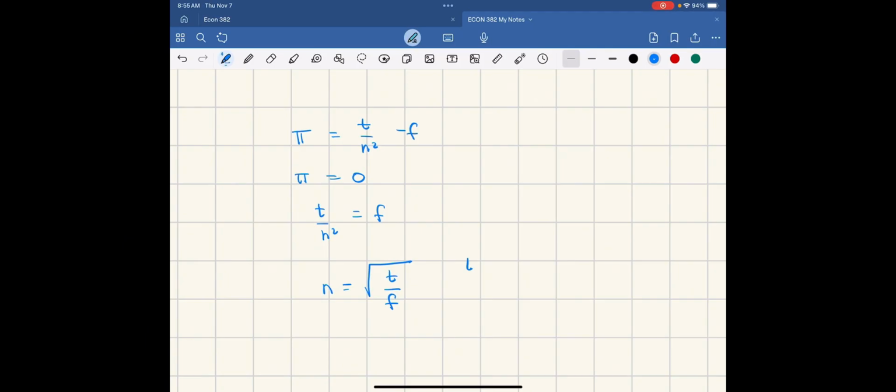What this tells us is as the cost to travel increases, prices would go up, profits would go up, which means the number of firms would go up. As fixed costs increase, that's going to reduce profits, and as a result, the number of firms would go down. So this tells us here the optimal number of firms we have in the market.